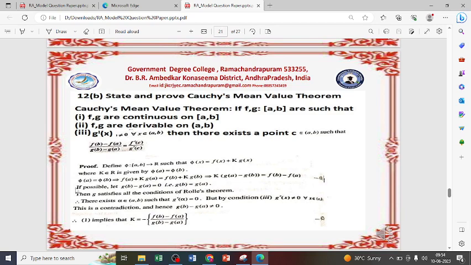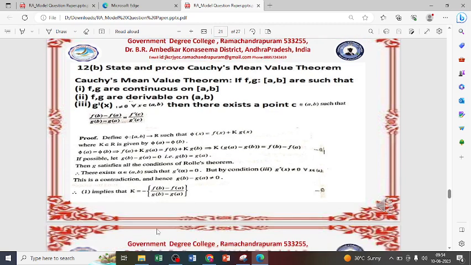So in this way we say that g(a) is not equal to g(b). We assumed otherwise, if possible. So g(b) minus g(a) is not equal to 0. Hence equation 1 can be rewritten as k equals minus (f(b) minus f(a)) divided by (g(b) minus g(a)). Why have we taken this condition? Because the denominator should not be 0. If it becomes 0, then g(a) becomes g(b), and we arrive at a contradiction. Hence k equals minus (f(b) minus f(a)) divided by (g(b) minus g(a)). Call this k value equation 2.